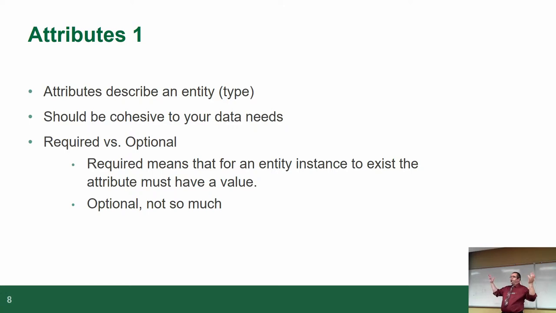But essentially, when you have a class in Java and you create properties for it, that's the same thing as an attribute on an entity. An entity is the same thing as a class, an attribute is the same thing as a property. So, attributes describe an entity type. I put type in brackets in case I forget to say it. And it should be cohesive to your data needs. In other words, the attributes should apply to whatever it is you're trying to describe.